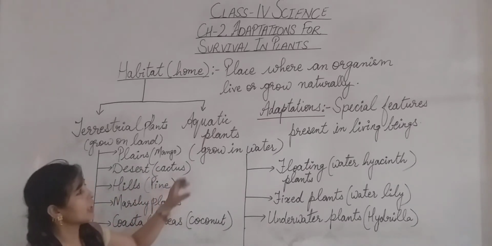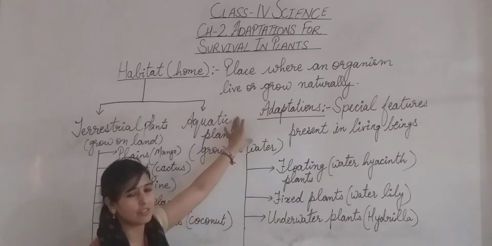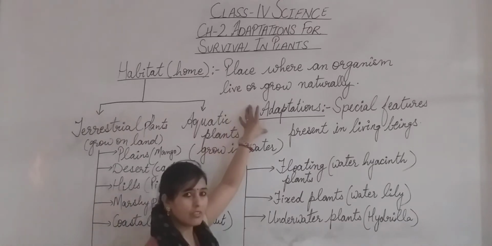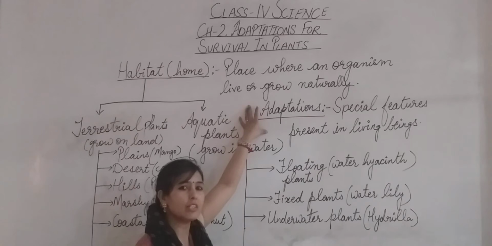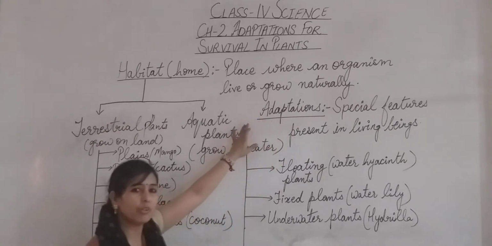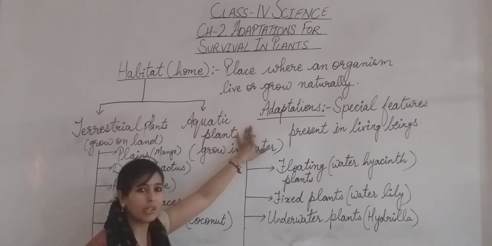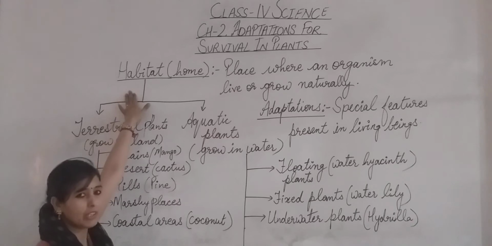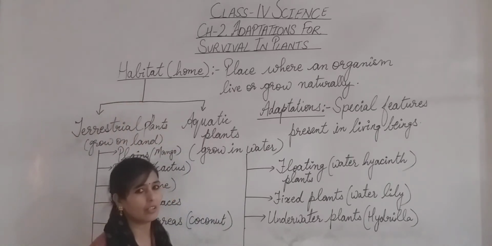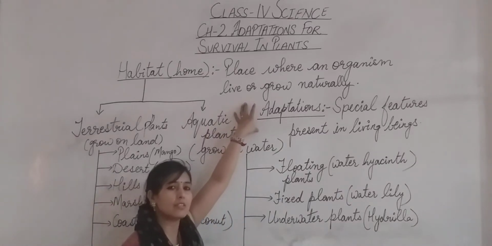Living in its habitat, plants or animals have to adapt some special features, some special characteristics inside them. Those special characteristics or features which an organism develops inside it are known as adaptation. Here I would like to quote one simple organism, that is fish. The fish's home or habitat is water. To live in water, fish requires a special characteristic, that is the gills. That special characteristic is known as adaptation.